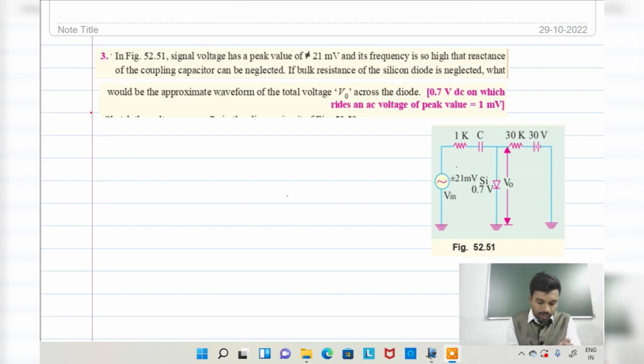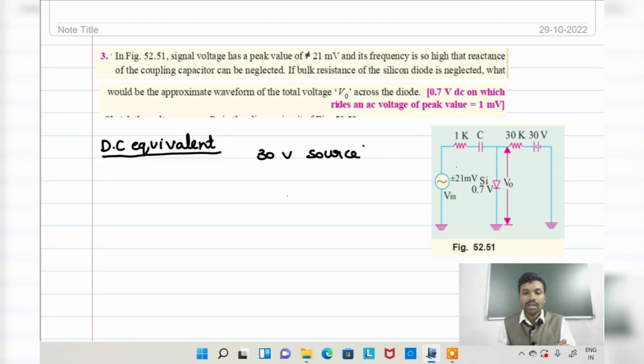So first of all, the DC equivalent. In case of DC equivalent, what voltage source is present? Only the 30 volt source is present. Now, the other source is short circuited. What about the capacitance? In case of DC, the capacitor acts as an open circuit. Whenever it is open circuit, this entire portion is cut out from the circuit.